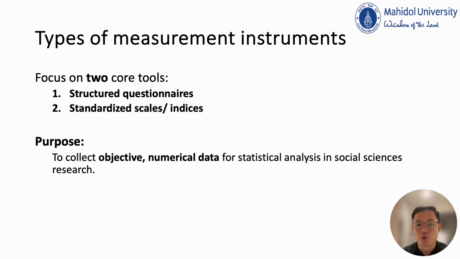There are many ways to collect quantitative data. In this session, we will focus on two core tools: structured questionnaires and standardized scales or indices. Both are essential for getting valid, objective, and numerical data in social science research. The key is to select a tool that matches your construct and your research objectives.